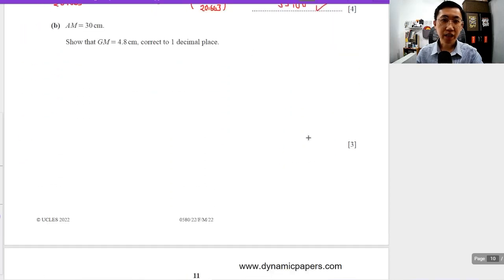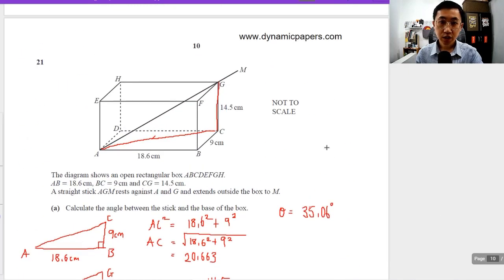Alright, AM is 30 cm. Show that GM is 4.8 cm, correct to 1 decimal place. Let's find where GM is. GM here. Oh, we have to prove it over here. Okay, so let us do the calculation right now.